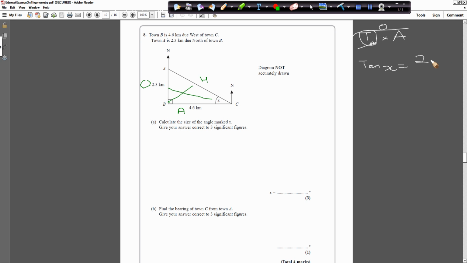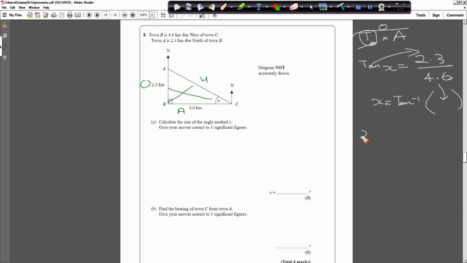Just put the values in, saving some time. Divided by the adjacent. What is the adjacent in the question? 4.6. Give me the values because I'm asking for the values. I want to work out x, so I take the tan over. So x is equal to tan minus 1 of all of this. I'm just going to put an arrow down here.